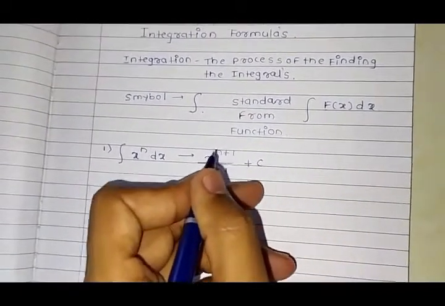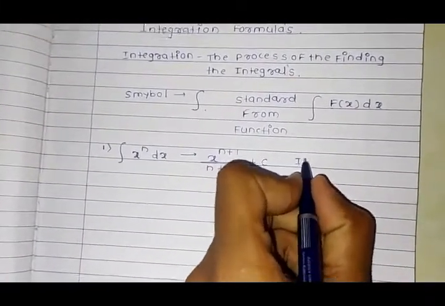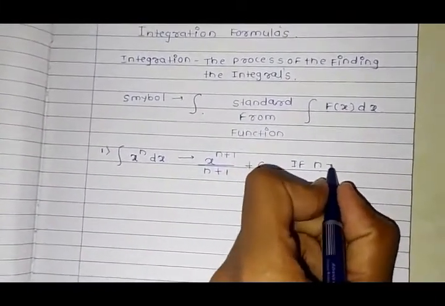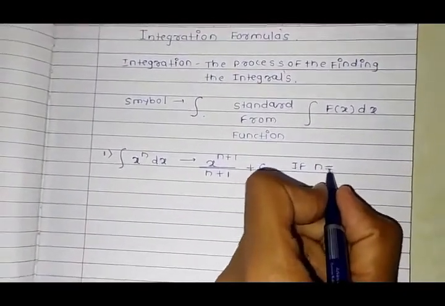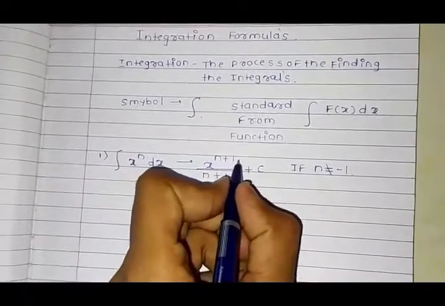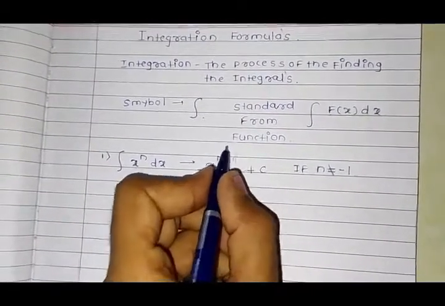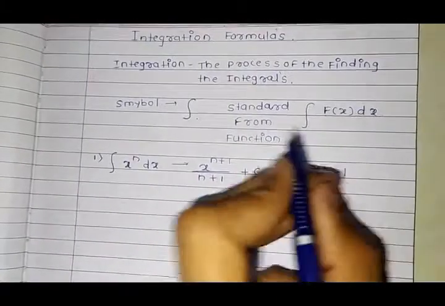It's a formula. A very important thing is that n is not equal to minus 1, because then minus 1 plus 1 will cancel and the power is 0, and the denominator becomes 0.